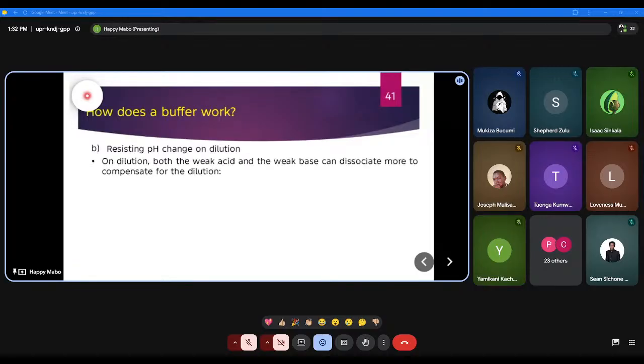On dilution, both the weak acid and weak base can dissociate more to compensate for the dilution. So when you add water, both the weak acid and the weak base can dissociate more, okay, to compensate for dilution. So this is the way this is going to occur. You have your solution which contains acetic acid, which is a buffer. When you add water to this particular solution, recall how we had explained that water is amphoteric. It can behave as an acid or a base.